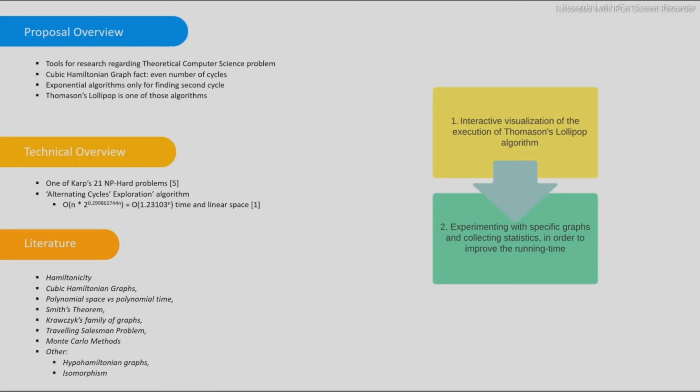I've done some various research and reading on this topic. My plan is to make an interactive visualization of the execution of Thomason's lollipop algorithm, and experiment with specific graphs and collect statistics in order to improve the running time.